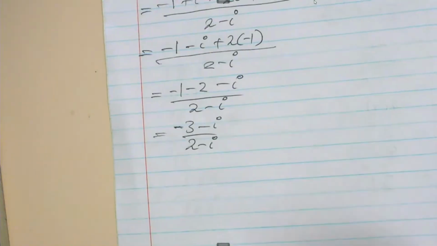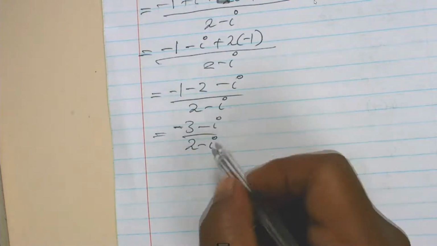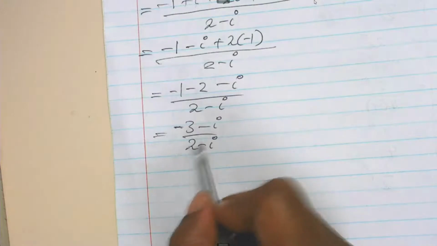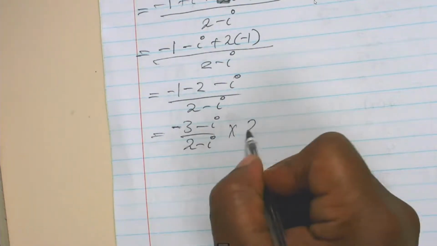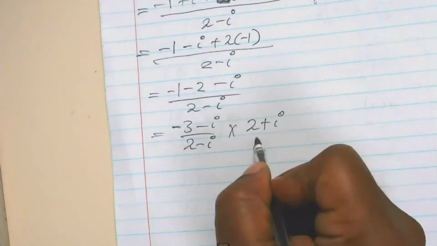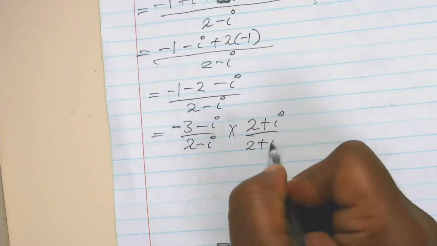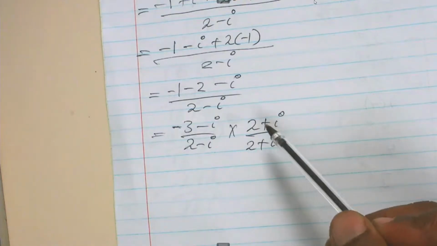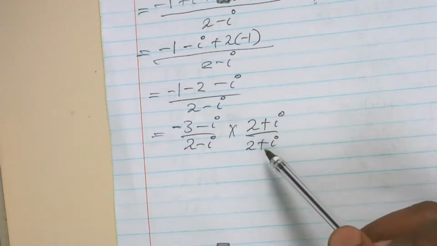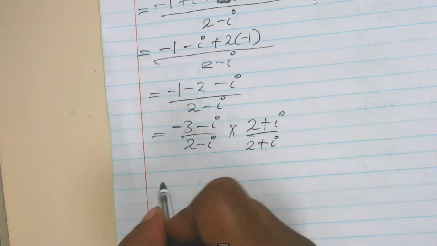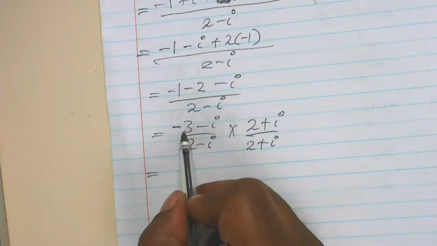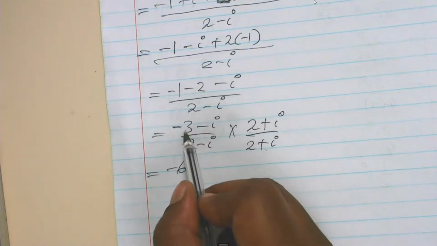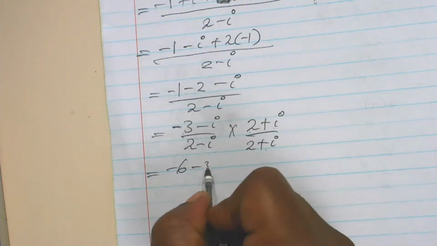So now, as we go on, remember we introduced the conjugate of the denominator. The conjugate here will be 2 plus i, all divided by 2 plus i. Remember, you multiply the numerator and the denominator by the conjugate. So what you do on the numerator, you also do on the denominator. As you simplify, negative 3 multiplied by 2 will give us negative 6. Negative 3 multiplied by i is negative 3i.